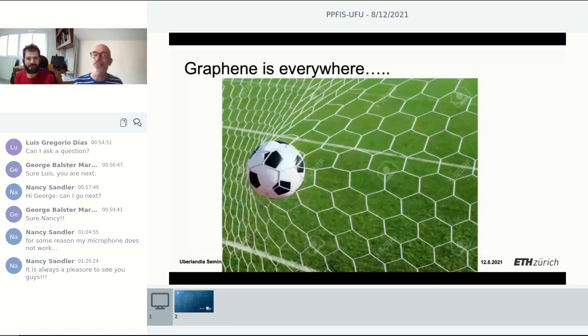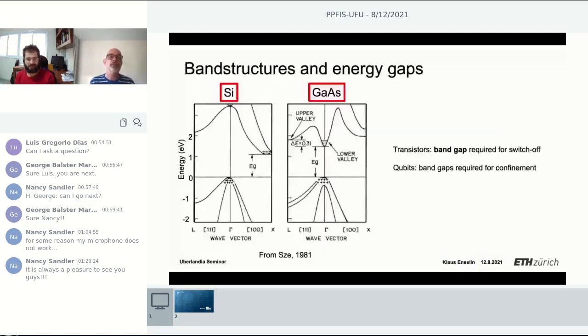Okay, now let's look at the band structure. On the left-hand side, you see silicon, energy versus wave vector. We know the band gap of silicon is around 1 electron volt. There's an indirect band gap. Gallium arsenide has a larger band gap, about 1.5 electron volts. It's a direct band gap, and that is the reason why it's used for optoelectronics and so forth. So you see, I copied that from 1981. So all of this is very old.